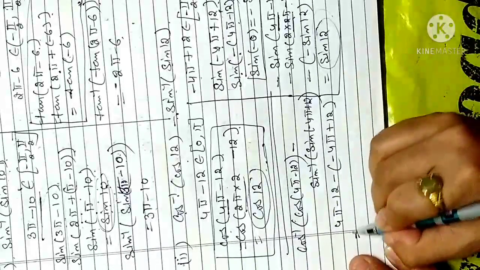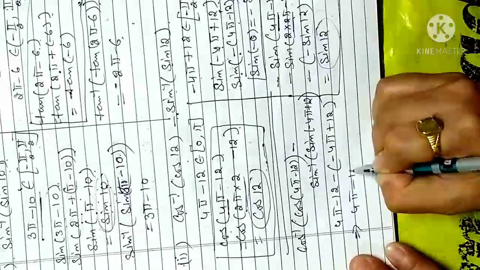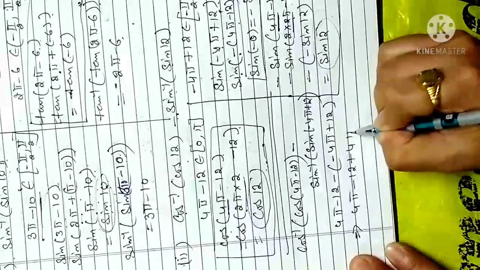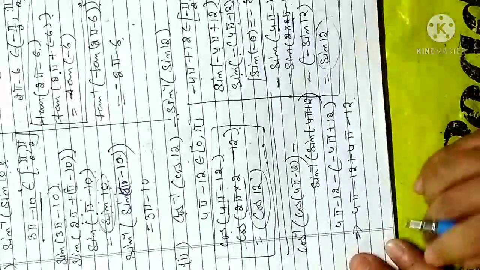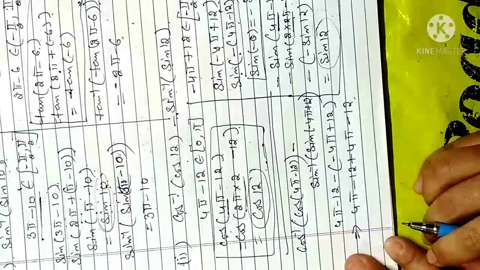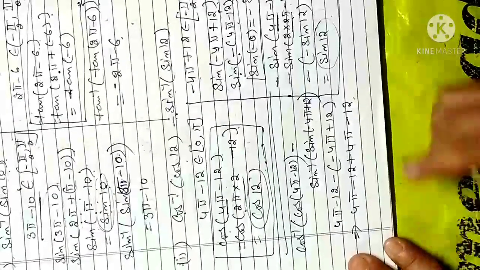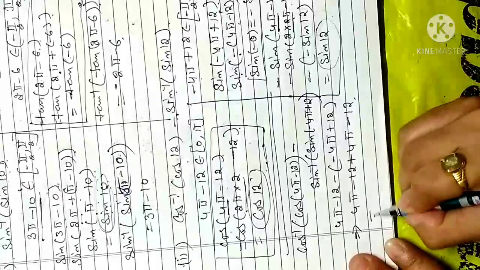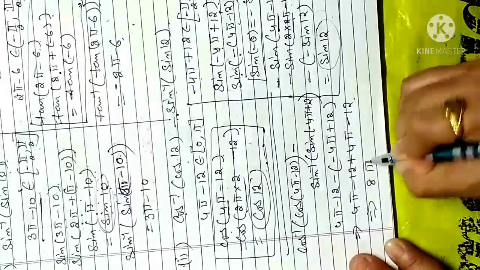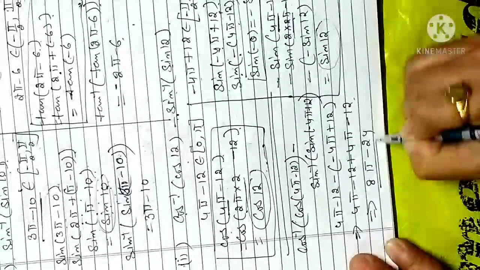Now I solve that one. 4 pi minus 12 plus 4 pi, then minus 12. Okay, so that means this becomes positive and this becomes negative. So my ultimate answer is 8 pi minus 24.